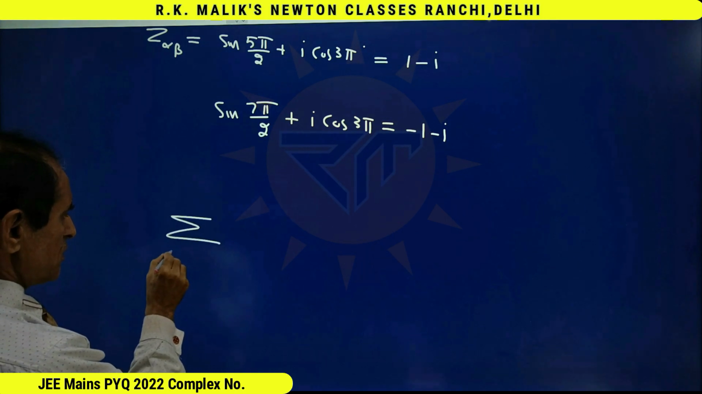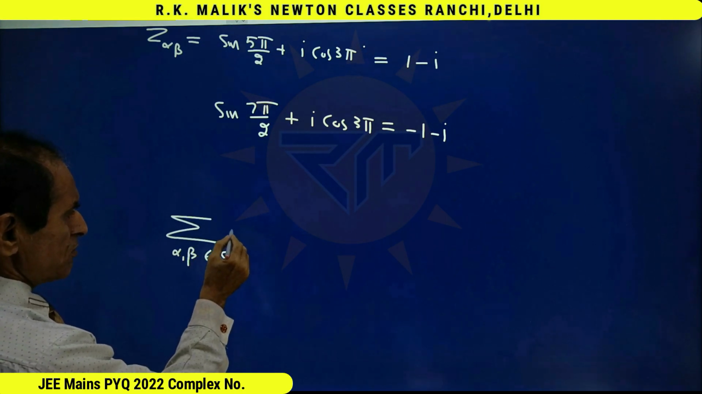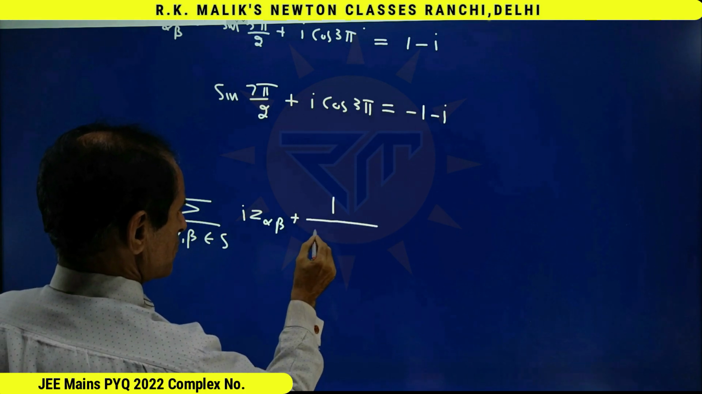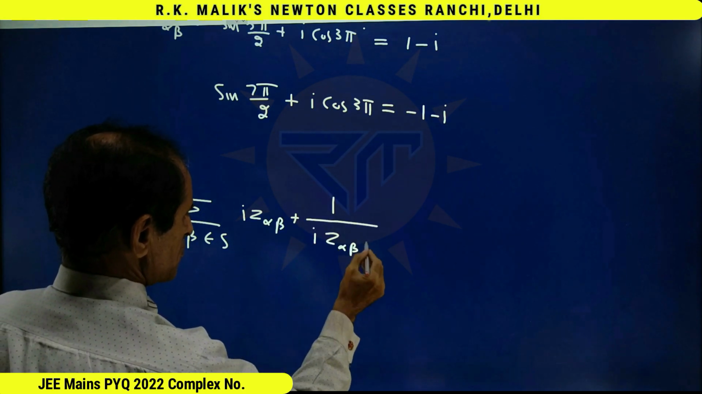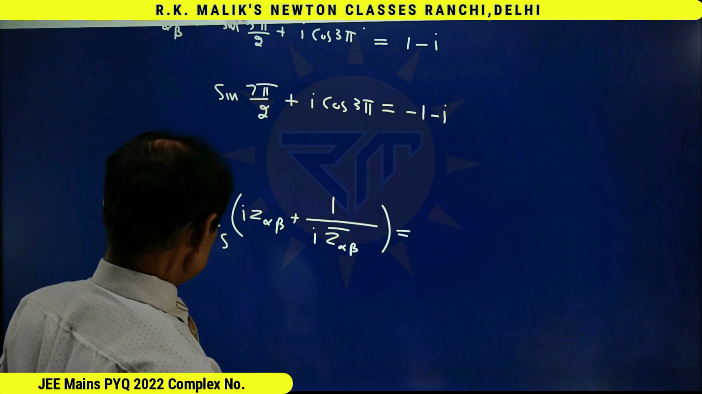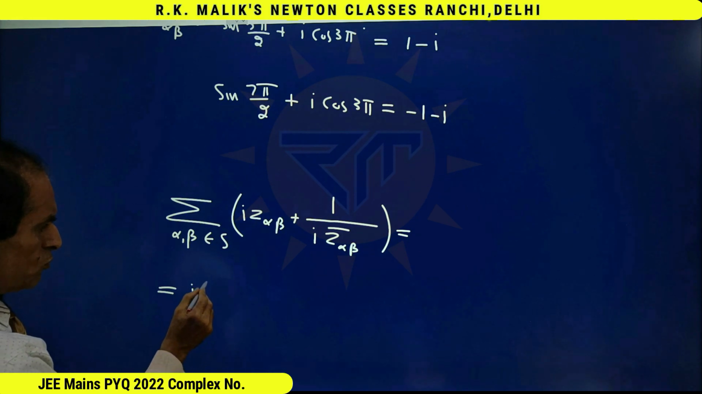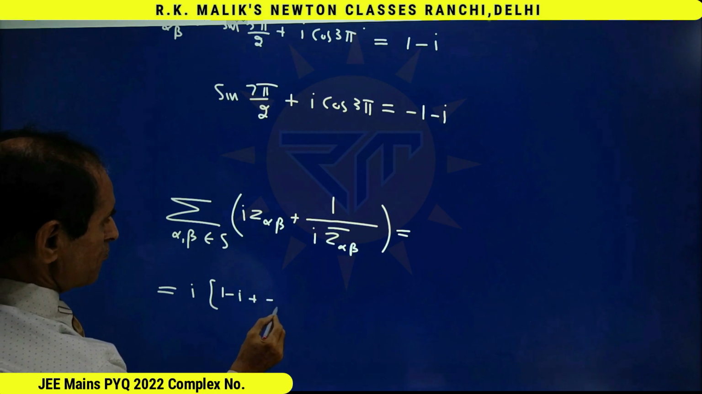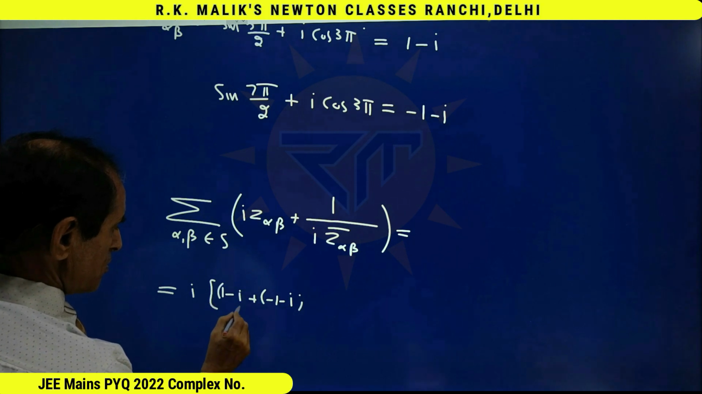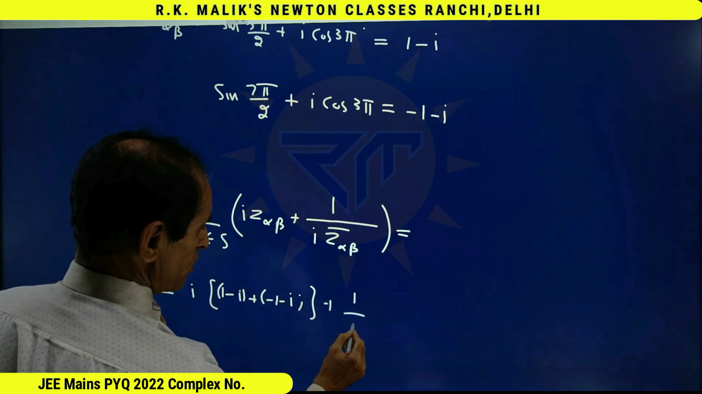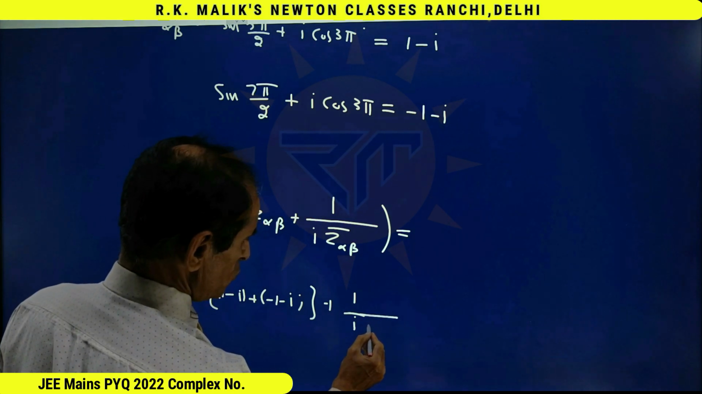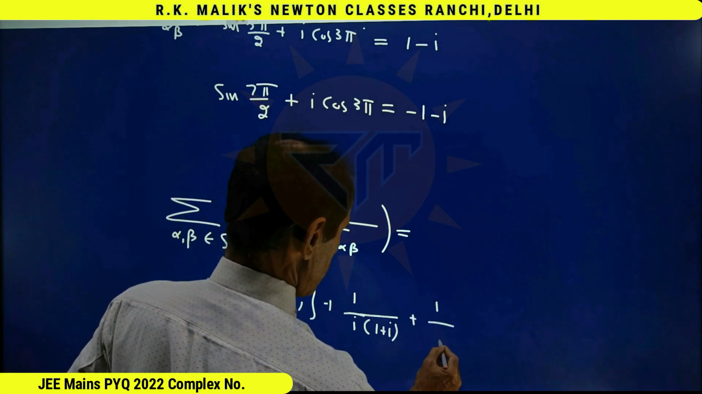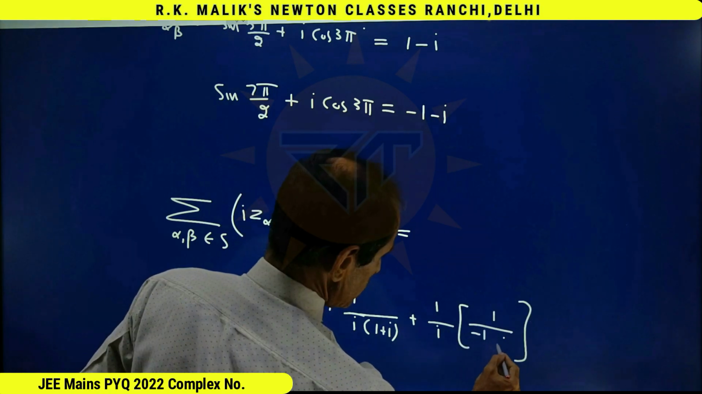Hence, the sum becomes equal to i into (1 minus i) plus (minus 1 minus i) plus 1 upon i into (1 plus i) plus 1 upon i into 1 upon (minus 1 plus i).